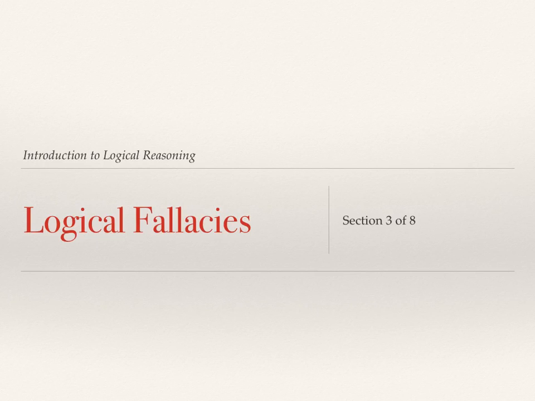Okay, in this section of the course, we're going to learn about logical fallacies. Fallacies are forms of arguments that are obviously wrong. There's something about the argument that does not support the conclusion. There are many different types of fallacies. There are some fallacies that are defective because the argument is defective in some way.